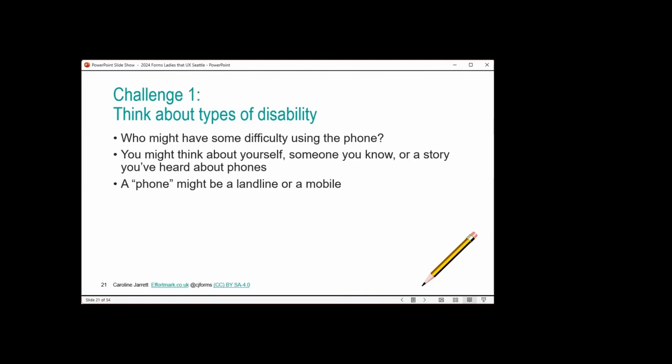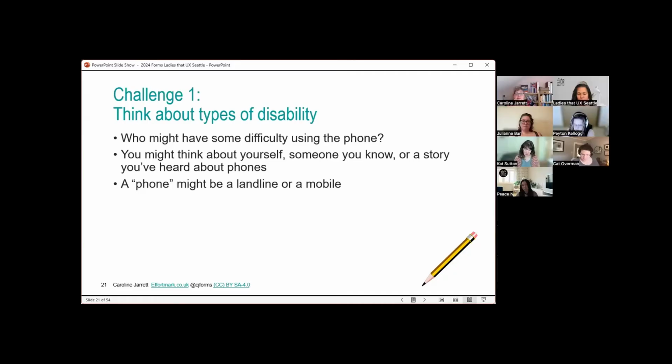And then cognitive disabilities. There are definitely going to be some people who just ignore an incoming call. Other people might be genuinely frightened by an incoming call, so need time to mentally prepare themselves for that.